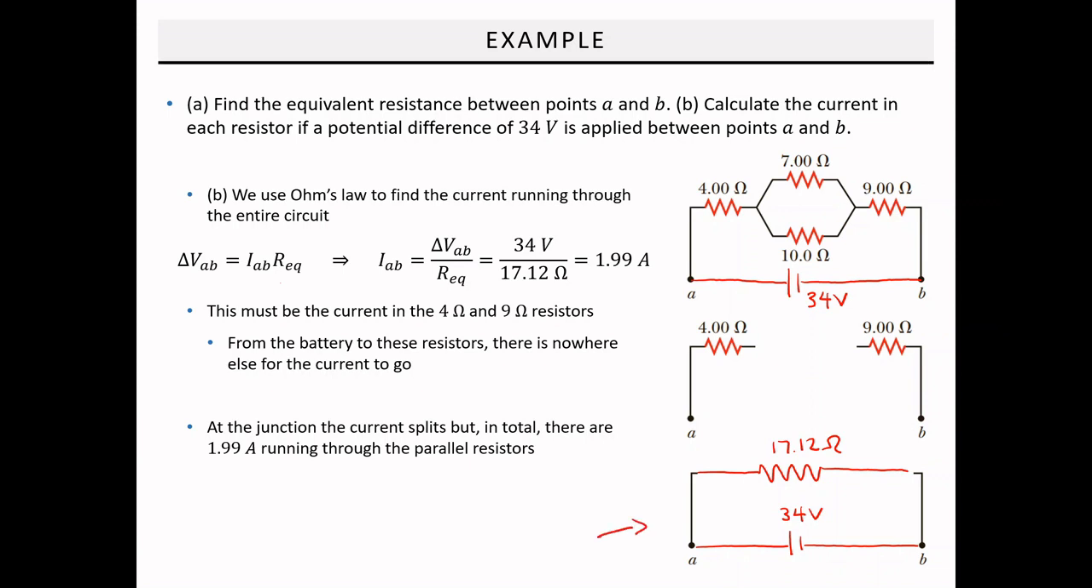Now we can use Ohm's law to find the current that's running through this circuit at the bottom. Ohm's law says that V is equal to I times R. The potential difference across this resistor is 34 volts because that's what we've applied. We know what the equivalent resistance is, so all we have to do is solve for the current, and we'll find that there's a current of 1.99 amps flowing through this entire circuit. Note that this circuit is one branch. There's no junctions for the current to split off. That means throughout this entire circuit, you have 1.99 amps of current flowing.